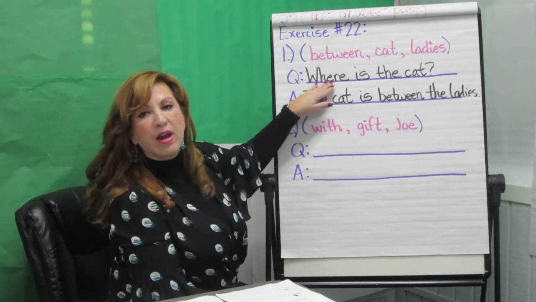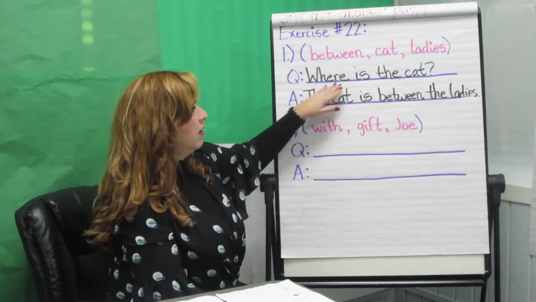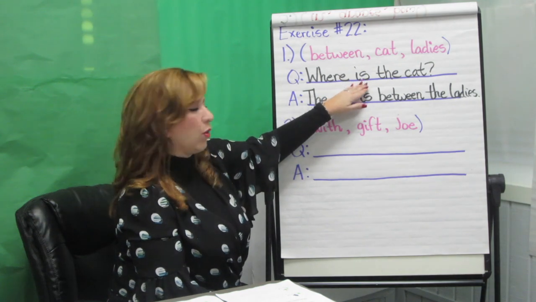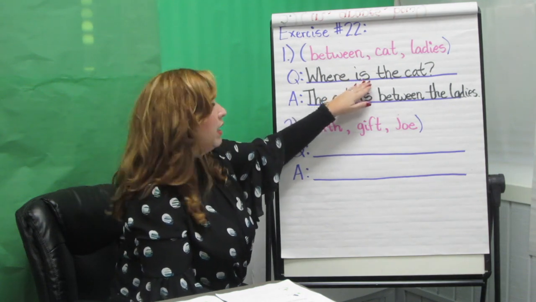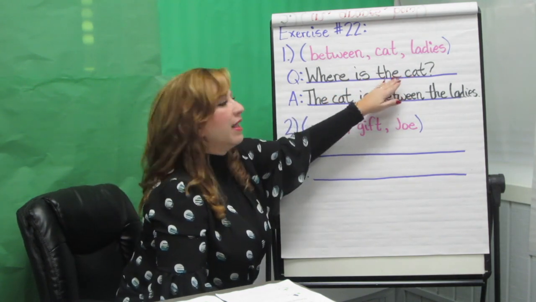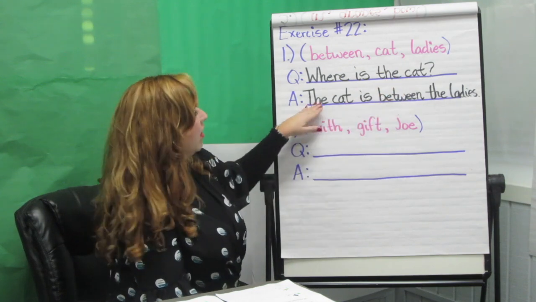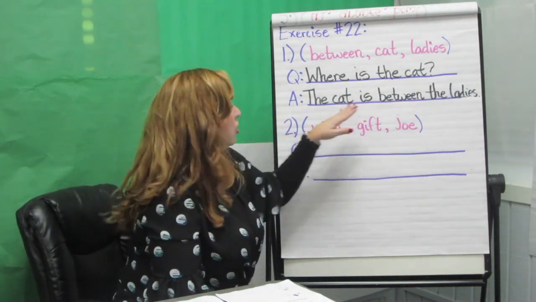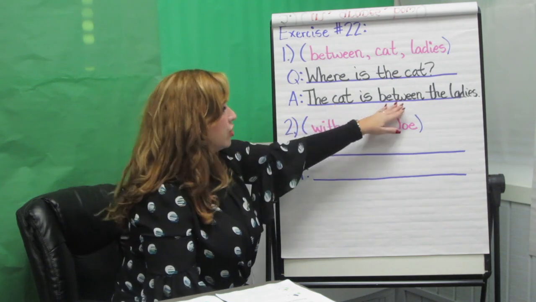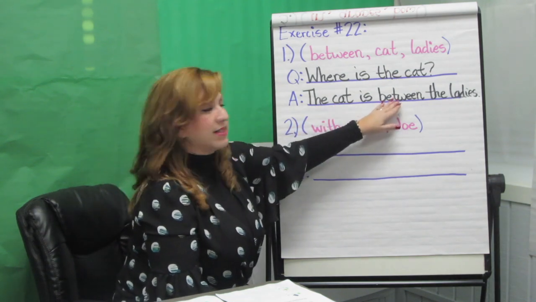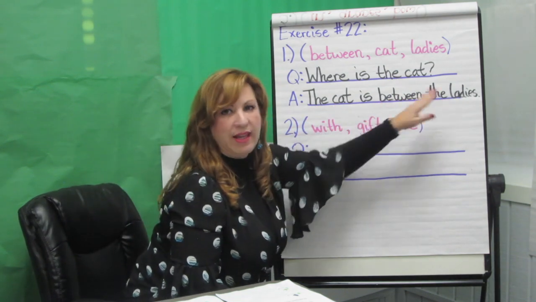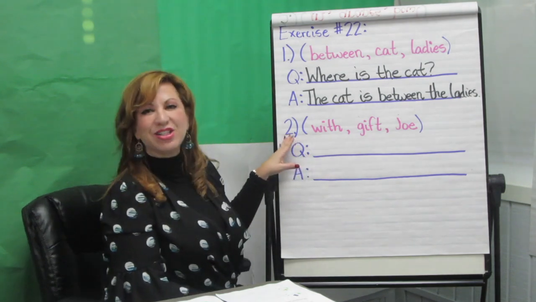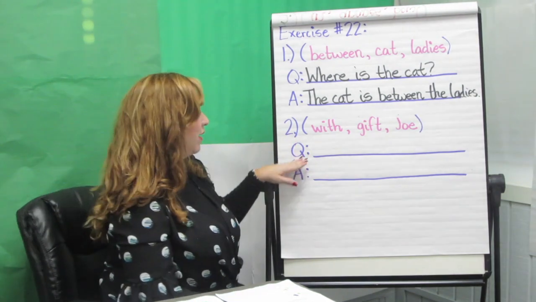Again, we began with our question word where. Is our helping verb. The cat is our noun. The cat is between the ladies. So now we know the location of the cat, between the ladies. Okay, let's try number 2 together.